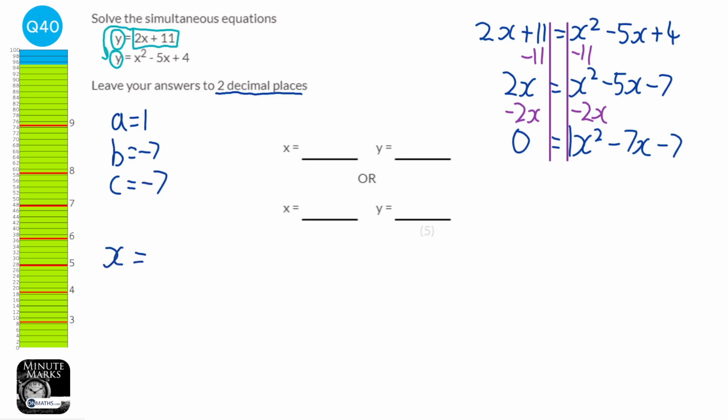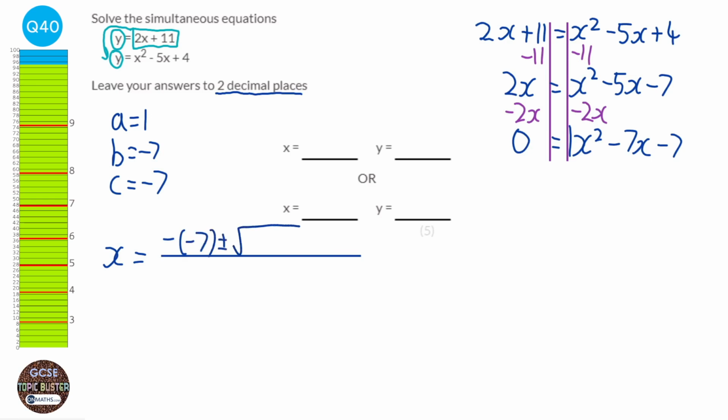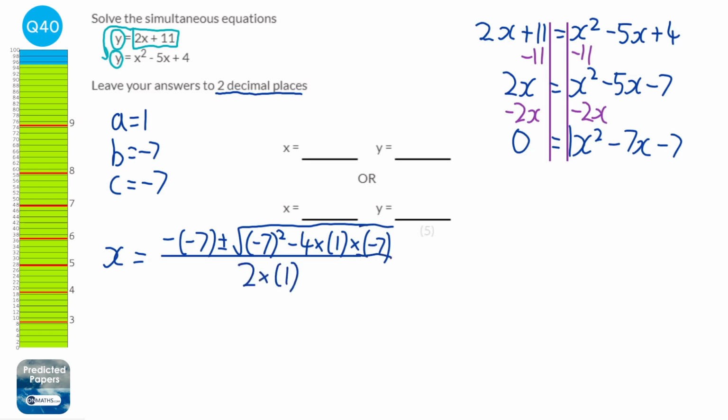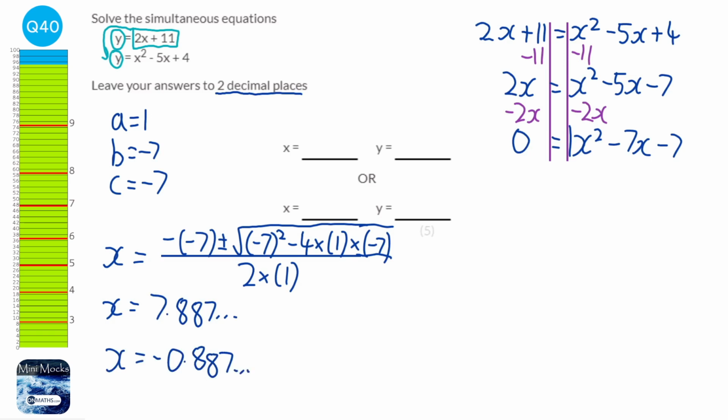So x equals minus b, and always put them into brackets. So minus minus 7 plus or minus the square root of b squared, so in brackets minus 7 squared, minus 4 times a, which is 1, times c, which is minus 7. Oh, and all of that over 2a, so 2 times 1. And when you do that with a plus in that bit there on the calculator, we get the answer of 7.887, blah, blah, blah. When you do it with a minus, you get the answer of minus 0.887.